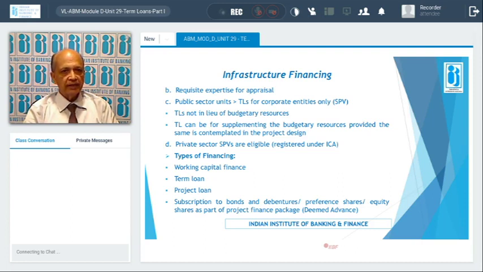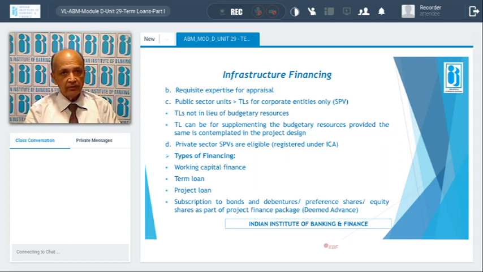Then comes, as I told you, SPVs are also coming under the public sector, but SPVs as a private sector are also eligible if the SPV is registered under the Companies Act, and it is also engaged in undertaking the infrastructure project. Then types of financing: working capital finance. We can consider working capital finance. In that case, it should be linked to the working capital margin available in the project cost of the project.